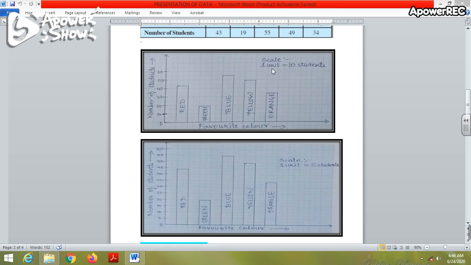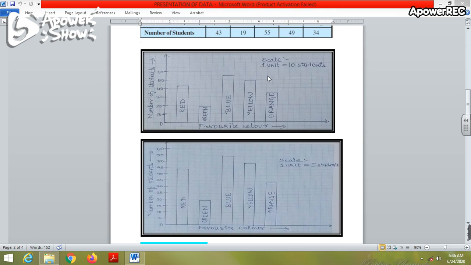Now if we take our scale as 1 unit equals 100 students, then we have to mark only one value, that is 100, and the length of all the bars will be less than this mark. Why? Because the number of students is less than 100. So again, 1 unit equals 100 students is not a suitable scale for this set of information.